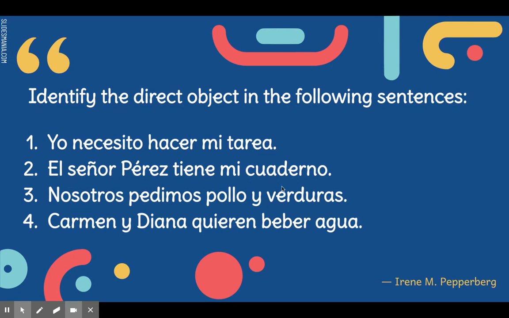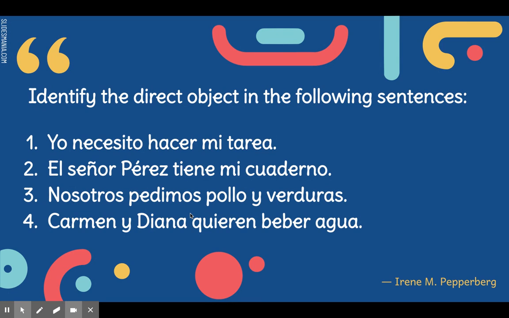He has my notebook. Notebook is going to be my DO. Okay? Same thing with number 3. Nosotros pedimos pollo y verduras. So we order. I don't know if you remember pedir. Pedir is to ask for or order. So we order chicken and vegetables.